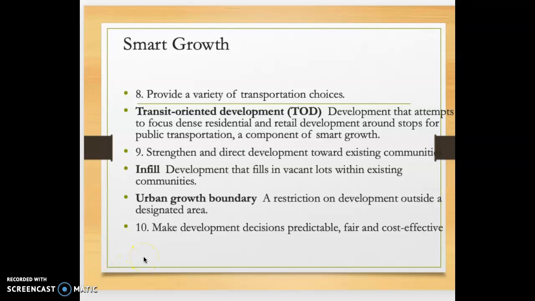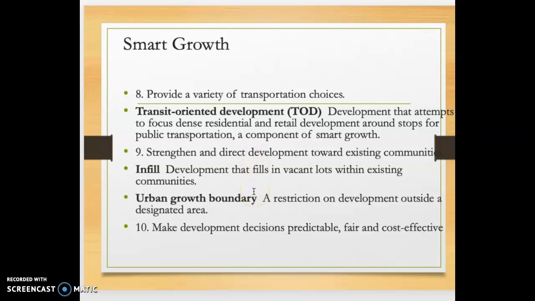Another idea is to provide a variety of transportation choices, and so transit-oriented development is an attempt to focus dense residential and retail development around stops for public transportation. This is crucial. I think of a city like Paris, extremely connected. You can go to a number of places because they have like 4 different train types operating in the area. And so you can just completely solely rely upon their public transportation to get to where you need to go. Sort of like BART, but that would only be one example of a service that would serve the Greater Bay Area.